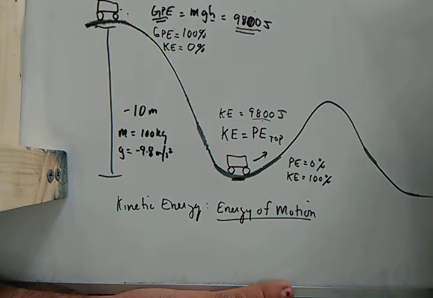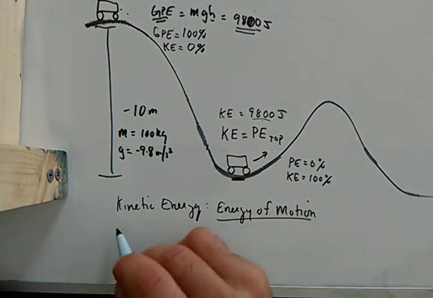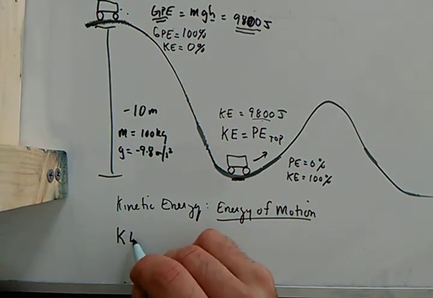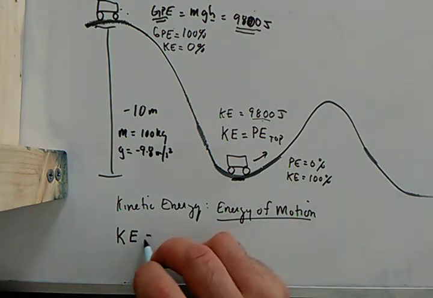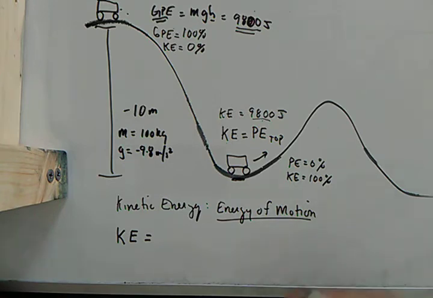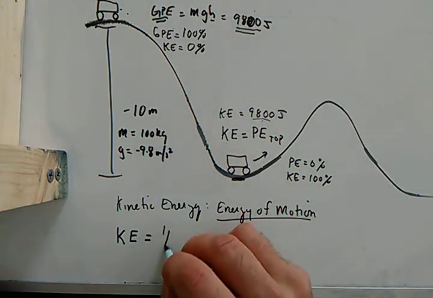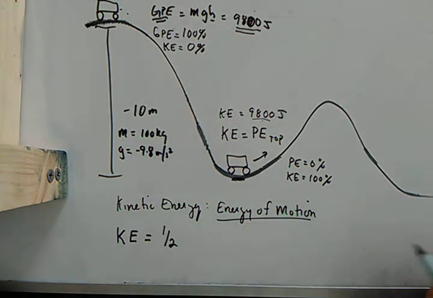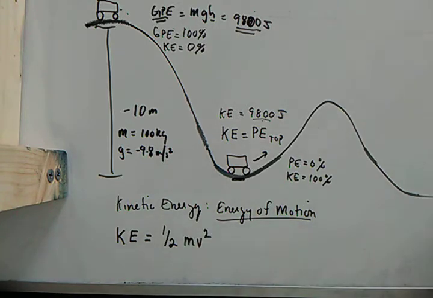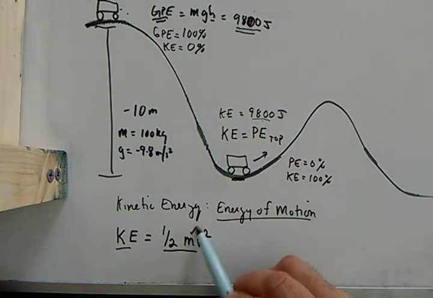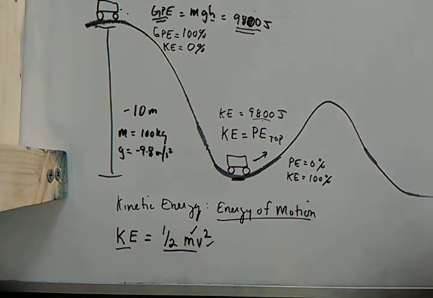Now, how do we solve for kinetic energy? Well, I'm not going to let this video go too much longer than 10 minutes. Let's actually give you the formula for it, which you probably found in the notes. Kinetic energy is half mv squared. So in order to calculate the kinetic energy, you've got to have the mass of the item and the velocity of the item.